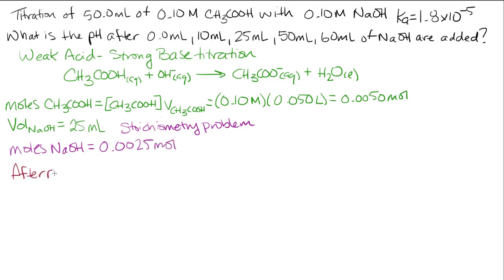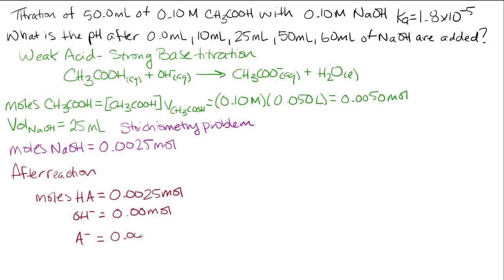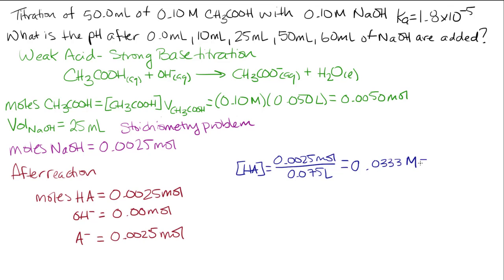Since we can assume all reactions involving strong bases go to completion, we can determine that after the reaction is complete, the solution will contain 0.0025 moles of acetic acid, 0 moles of hydroxide ion, and 0.0025 moles of acetate ion. Since the volume of the solution and the moles of acetic acid and acetate ion have changed, we will need to calculate the new concentrations for both species. This is accomplished by dividing the number of moles of the species by the new volume, in this case, 0.075 liters. We can now treat the solution as consisting of a 0.0333 molar concentration of both acetic acid and acetate ion.